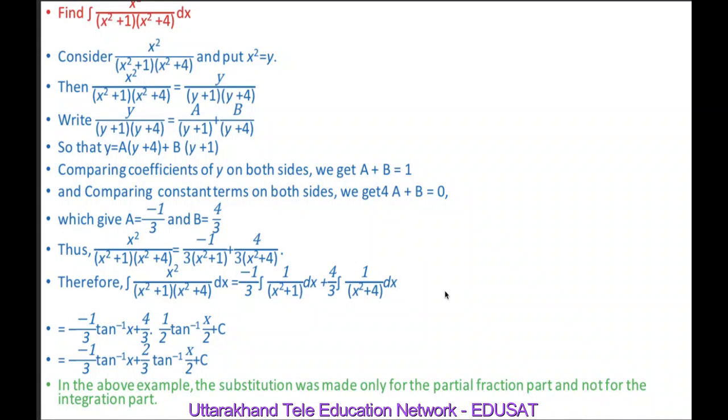So remember the formula of integration of 1 upon x square plus a square dx, which is 1 upon a tangent inverse x upon a. Using the formula we get minus 1 upon 3 tangent inverse x and 1 upon 2 tangent inverse x upon 2. Outside the coefficient is 4 upon 3. So on simplification this will be 2 upon 3 tangent inverse x upon 2.